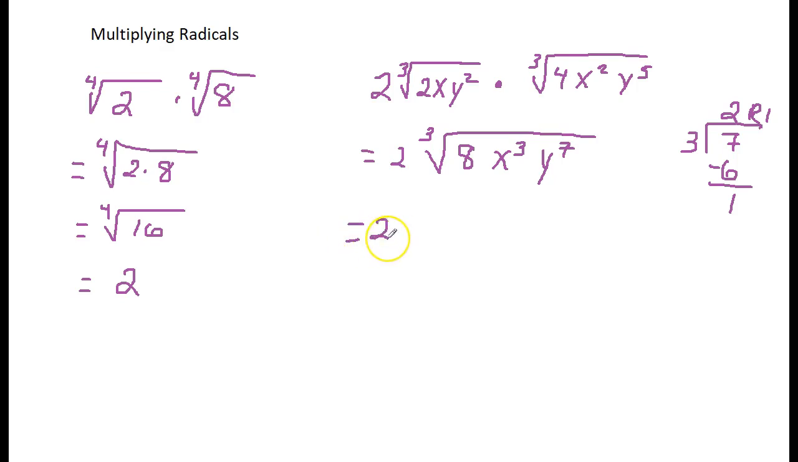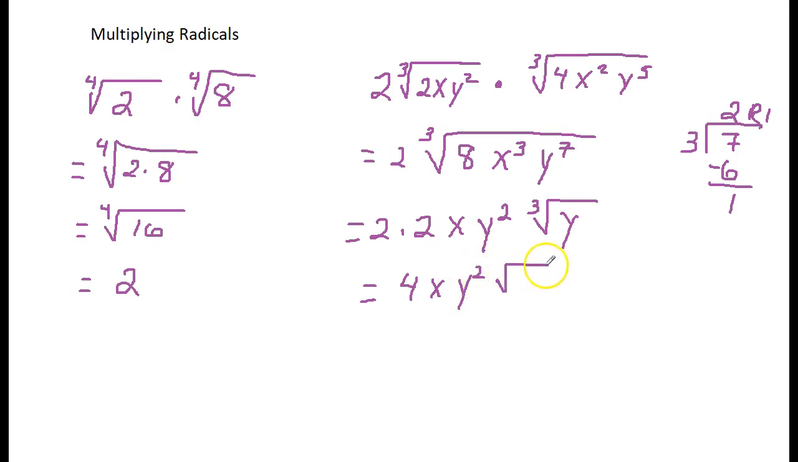So I'm writing down the 2 that was already on the outside. Cube root of 8 is 2 because 2 times 2 times 2 makes 8. Cube root of x cubed is x. And then I'm going to have a y to the second power, with a y to the first remaining inside the cube root. Now, since I have 2 different numbers on the outside, I've got to multiply them. So 2 times 2 makes 4. So I have 4x y squared times the cube root of y. And that's our final answer.